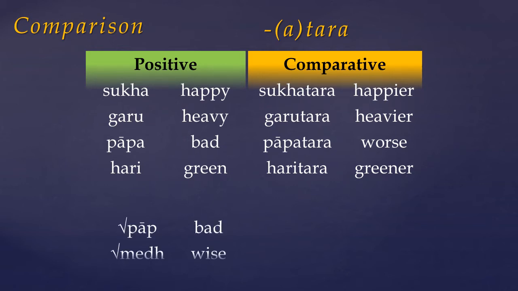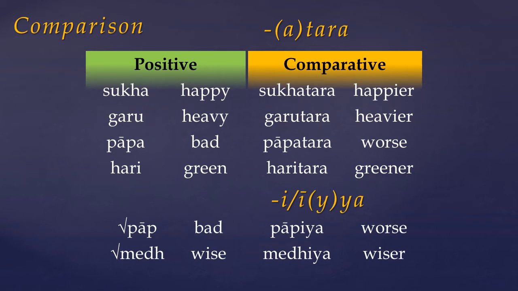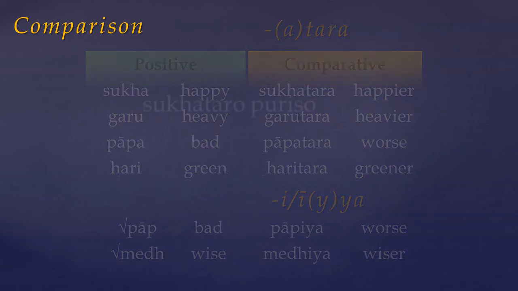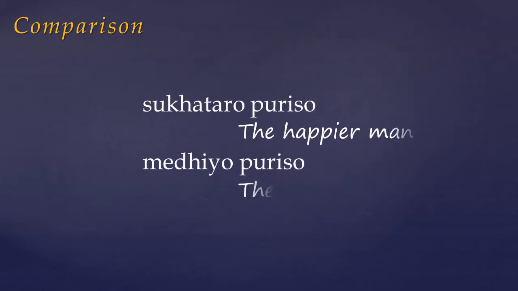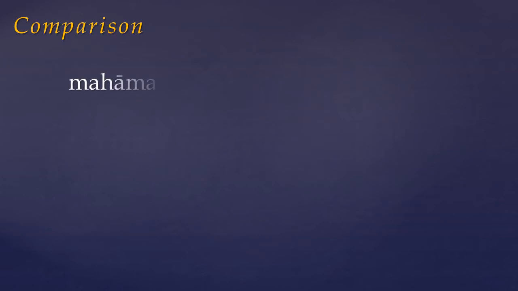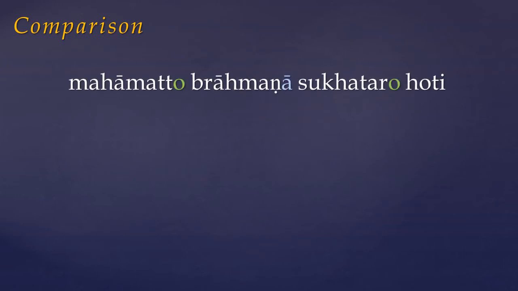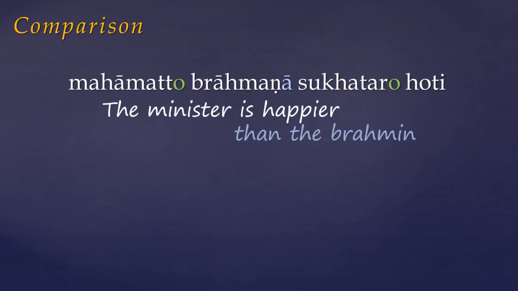There are other comparative suffixes. Iya and iya, sometimes with a double y, are added to roots, but only a few of these are commonly used. And importantly, these then decline like A-stem nouns, to agree with the substantive that they qualify. The object of comparison, that is, the thing being compared to, the than phrase in English, in Pali this is placed in the ablative case.